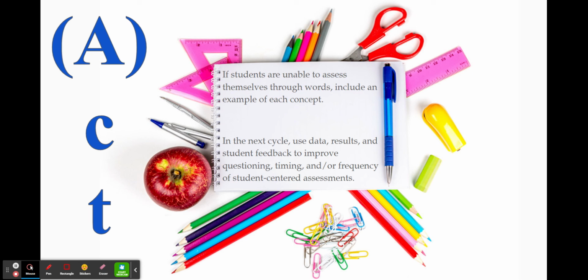After completing the next cycle of PDSA, I would use the data, the results, and the student feedback to improve questioning, timing, and or frequency of the student-centered assessment.